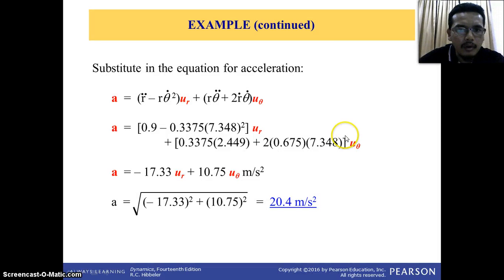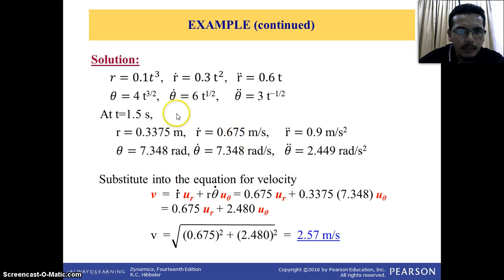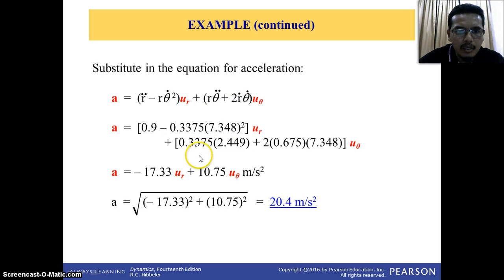For the acceleration, we have this equation. We just substitute all the information we have into it. The radial acceleration ar is negative 17.33. The transverse acceleration a theta is 10.75. The magnitude of acceleration is given by the square root of ar squared plus a theta squared, which means we get 20.4 meters per second squared.